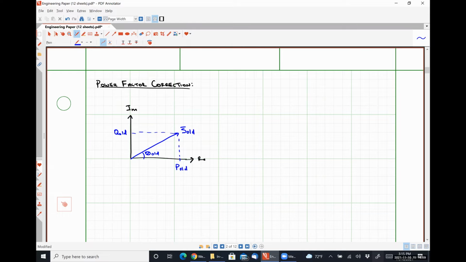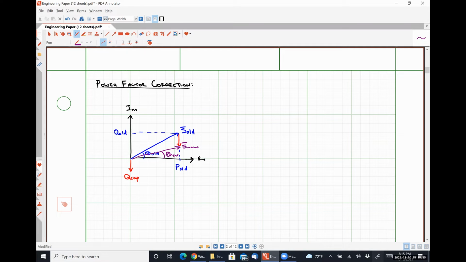So let's say that I include a capacitor that adds this much reactive power. I'm going to call this Q cap. If I add these vectors tip to tail, my resultant is this right here. So let's call it S new, with an angle of theta new. Okay. That is all that power factor correction is.